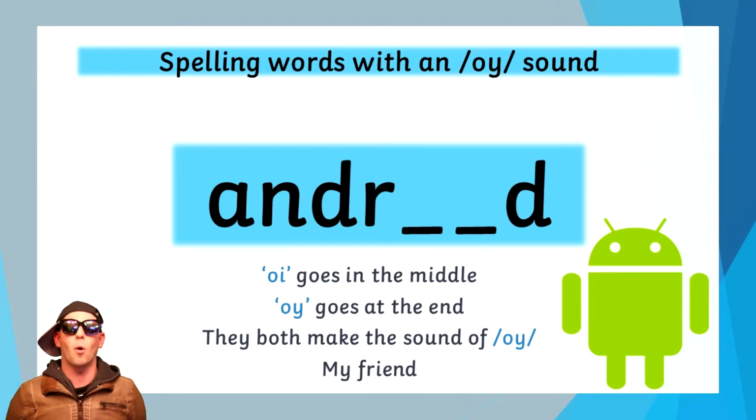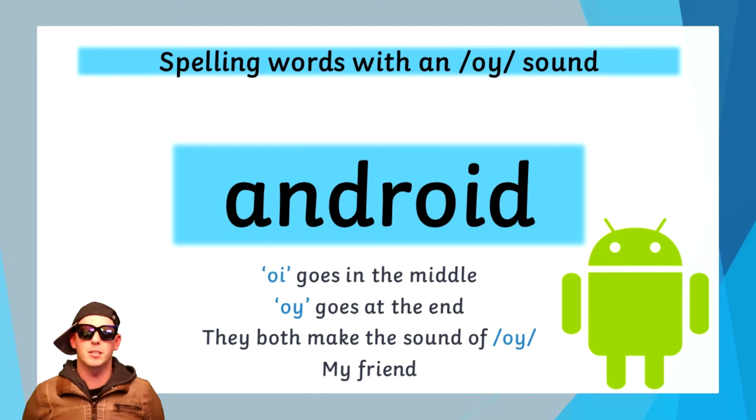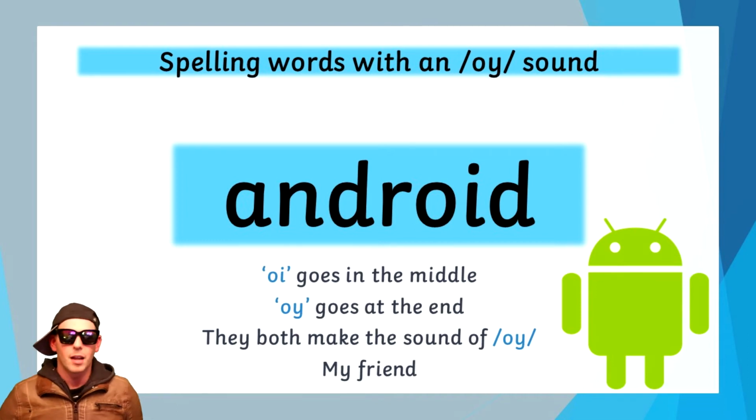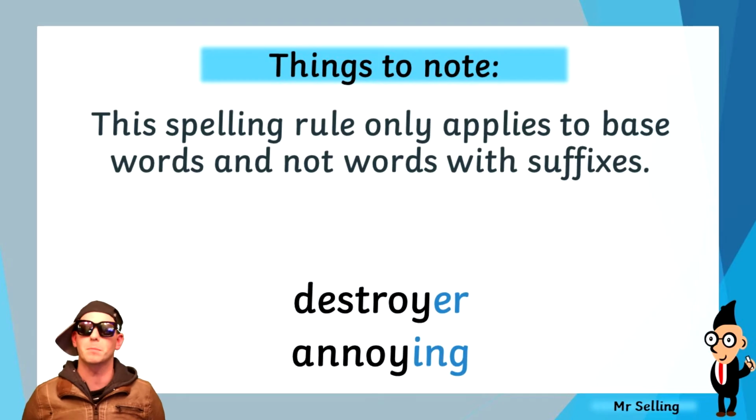So we spell the oi in Android O-I, and that leaves us with Android spelt A-N-D-R-O-I-D. Android. Now there's a few things to note about our spelling rule. It only applies to base words and not words with suffixes. Now the suffix is the bit that we add at the end of the word that changes its meaning.